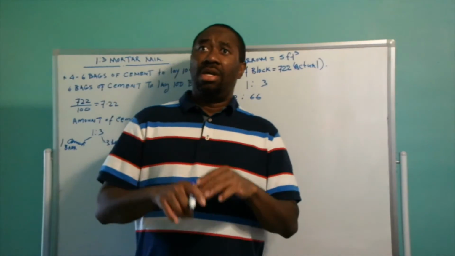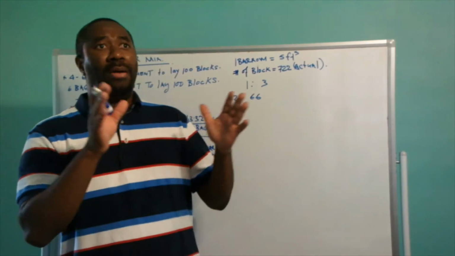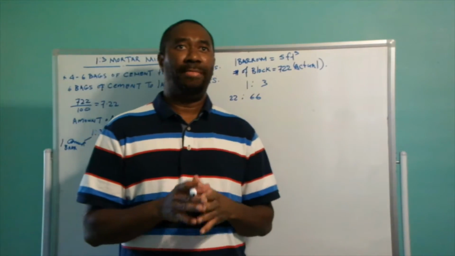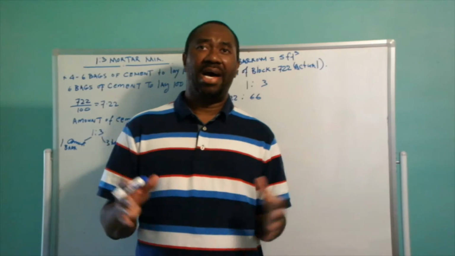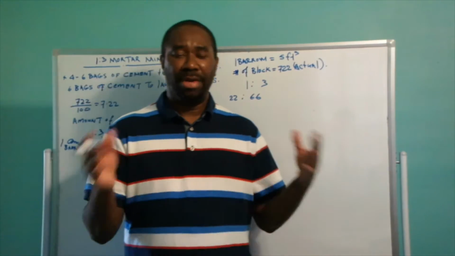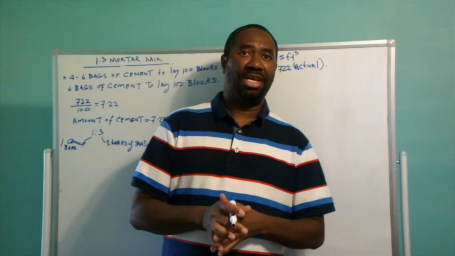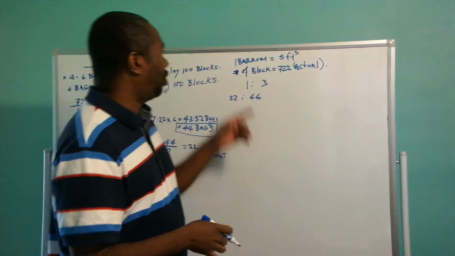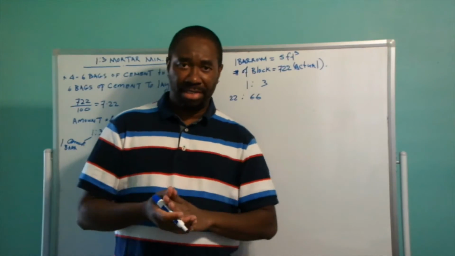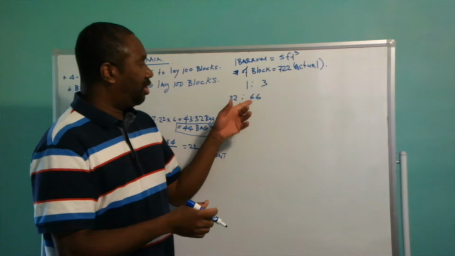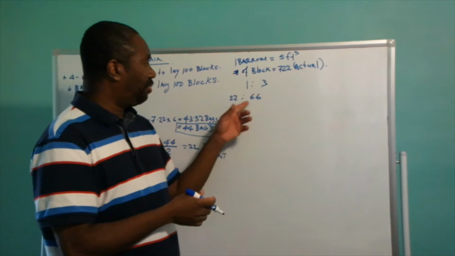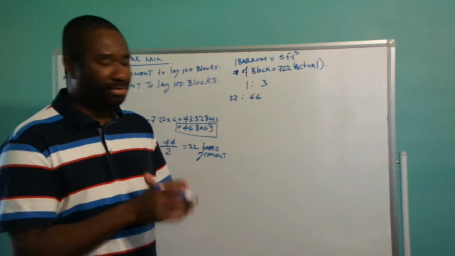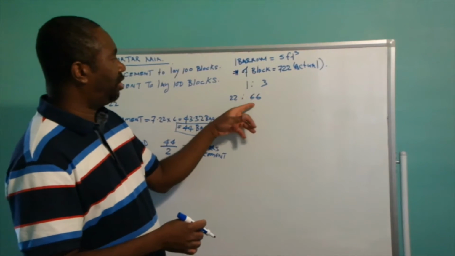Now, a barrel, if you should measure your barrel on site, it should be in the range of 5 to 6 cubic feet. But for the purpose of this calculation, I'm going to use 1 barrel equivalent to 5 cubic feet. So we know that it is 66 barrels of sand. So we want to find out the total amount of cubic feet of sand. So we have to times this 66 by 5.